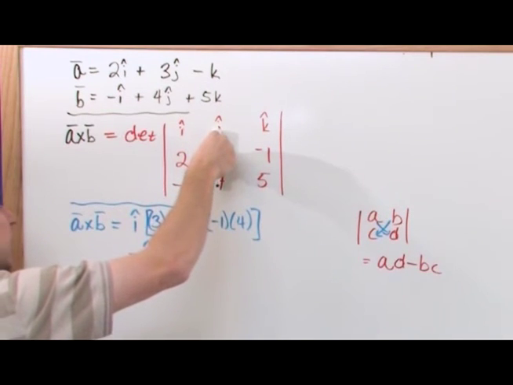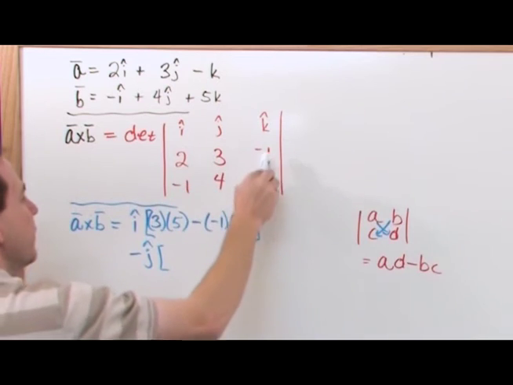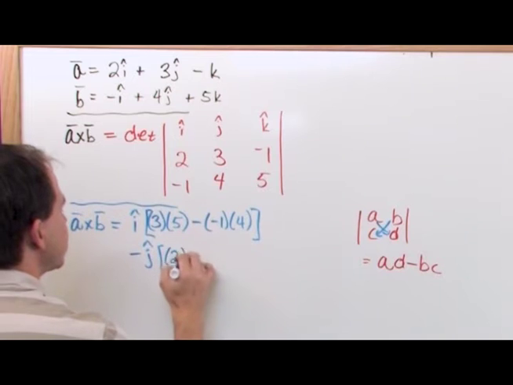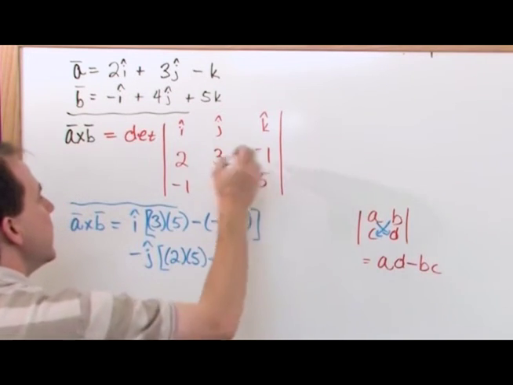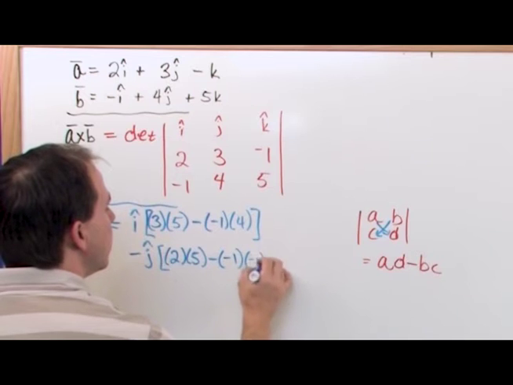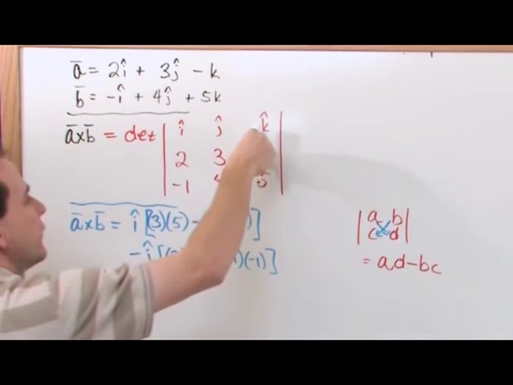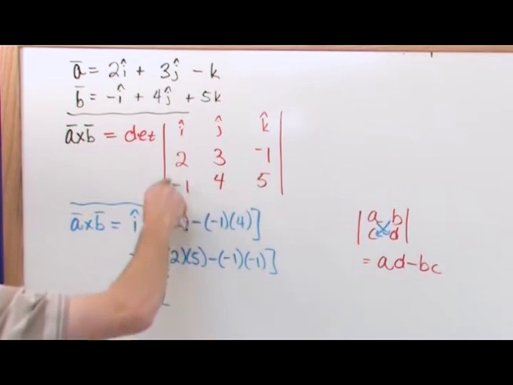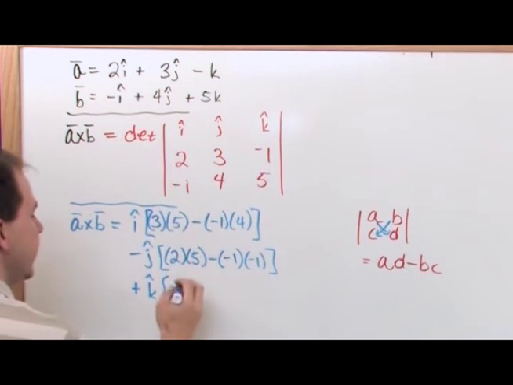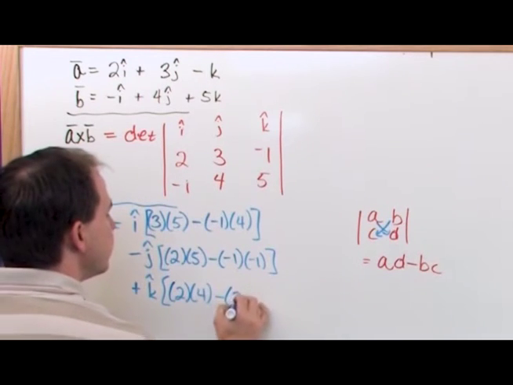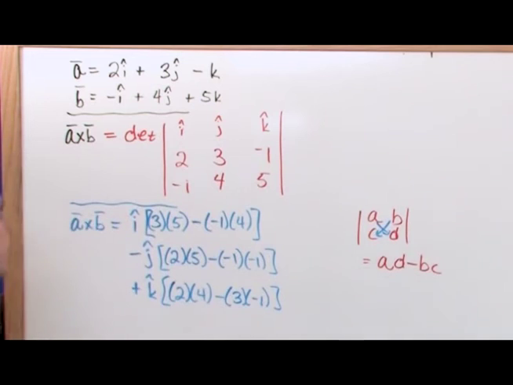Now I cross out the j column and I cross out the top row, and I'm left with these 4 numbers. And I have to calculate the determinant of that. 2 times 5 minus negative 1 times negative 1. Okay? And finally, plus k. Working on the k component, I cross through this column because that has the k in it. I'm left with these 4 numbers. So I calculate the determinant here. 2 times 4 minus 3 times negative 1. Okay, so that's it. All I have to do is do simplification and I'll have the answer.